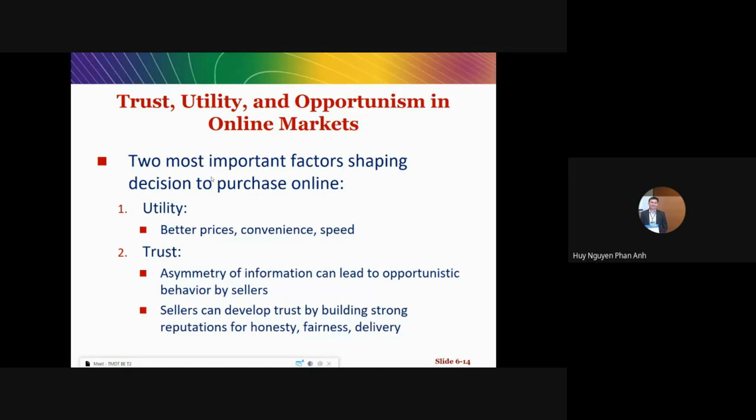And about the trust, how can we develop the trust? We will build a strong reputation for honesty, fairness, and on-time delivery with high-quality products.